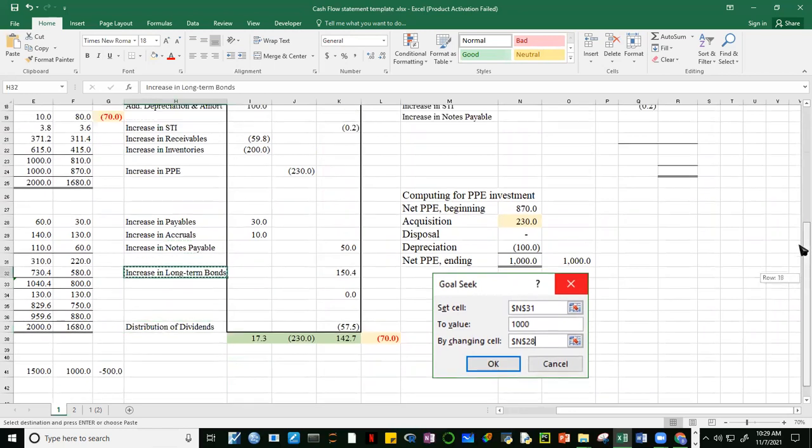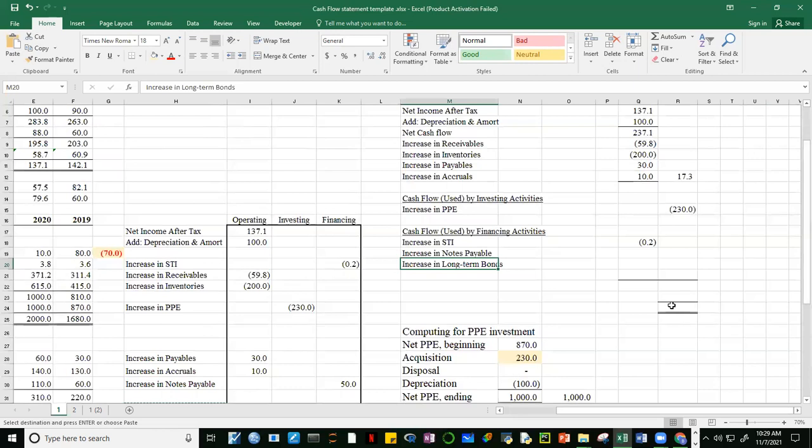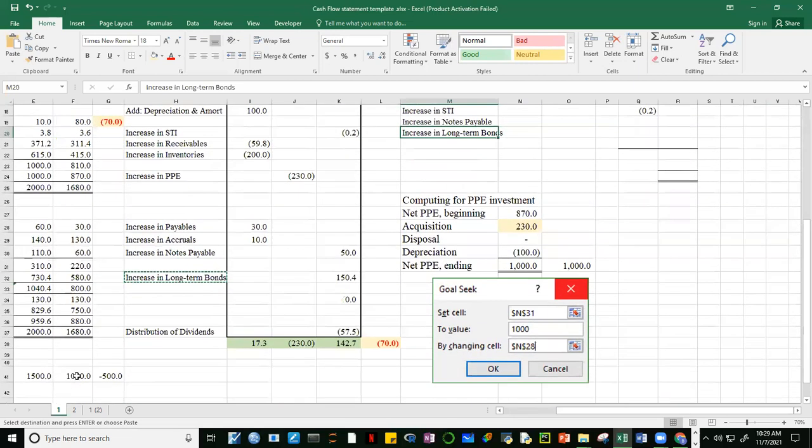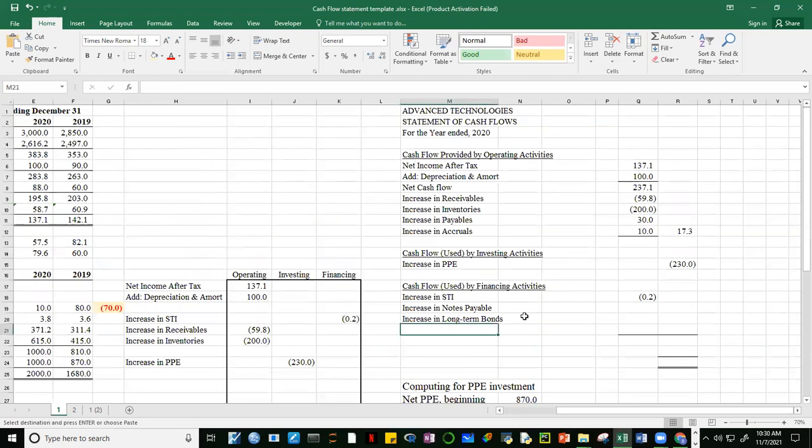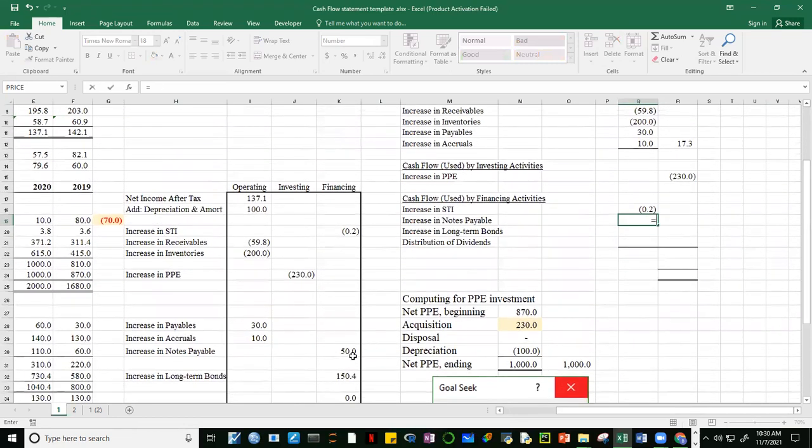Control C. So one good thing with the template is that you're just going to copy what we did in the template and transfer it to this formal cash flow statement. So this is equal to increase in notes payable, okay? Let's make it 1 decimal place to be consistent.